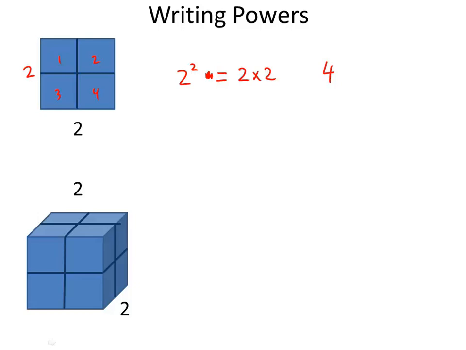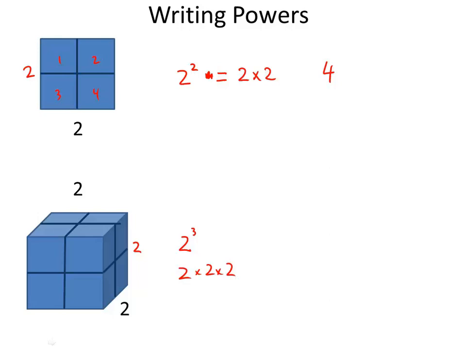Now, when it's to the power of 2, sometimes we say 2 squared. The reason why we say 2 squared is because this is a square, and the visual representation of something squared is a square. Now, if we have something like this one, which is 2 by 2 by 2, this is going to be 2 to the power of 3. This is the visual representation of 2 to the power of 3, and this is the same as writing 2 times 2 times 2.